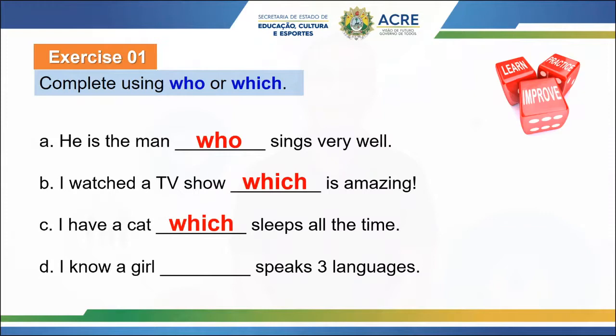And the last one, letter D, I know a girl who speaks 3 languages, right? We're talking about a girl, right? A person, so let's use who, right? This is the right answer.